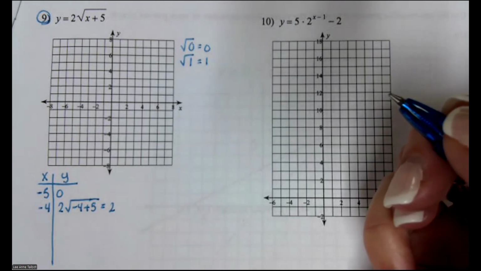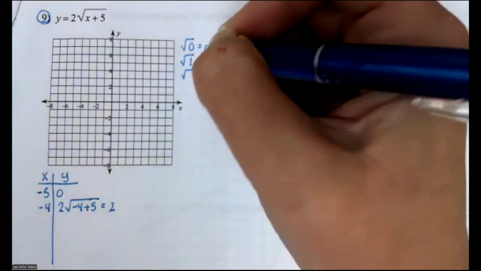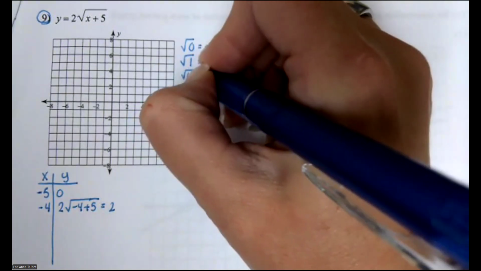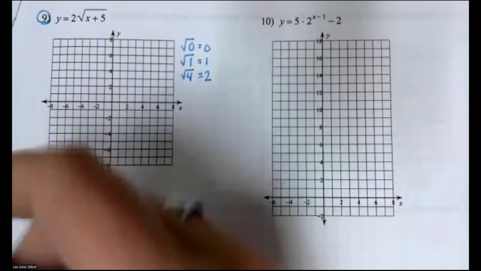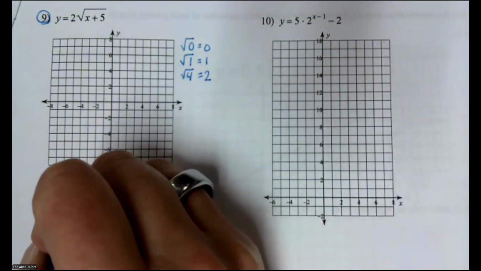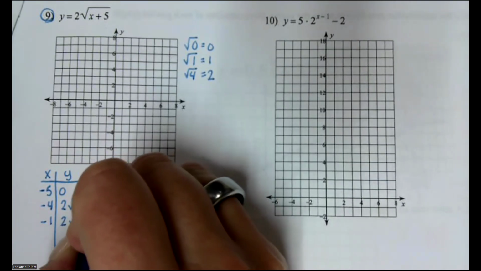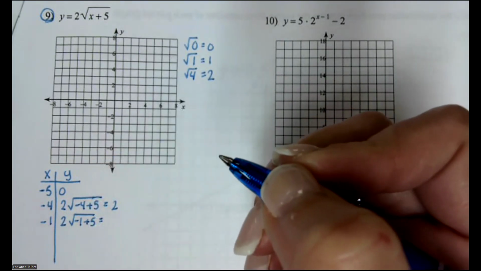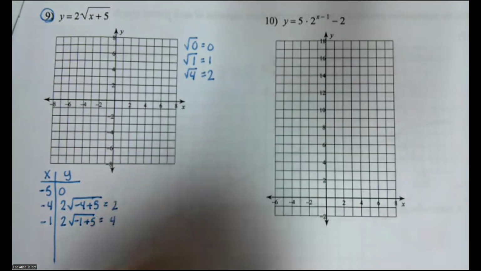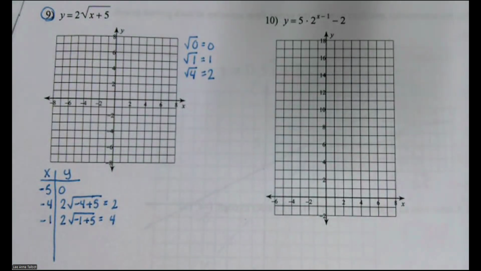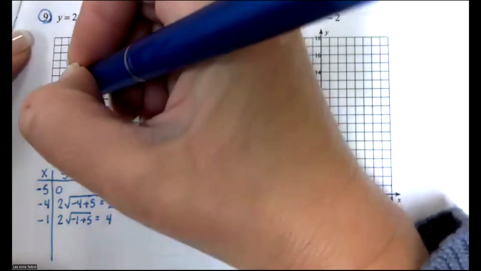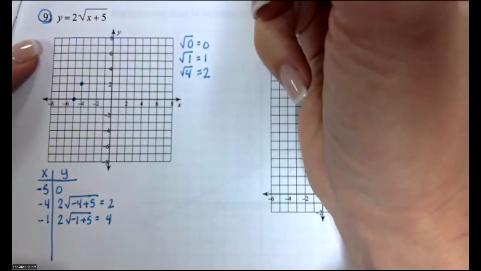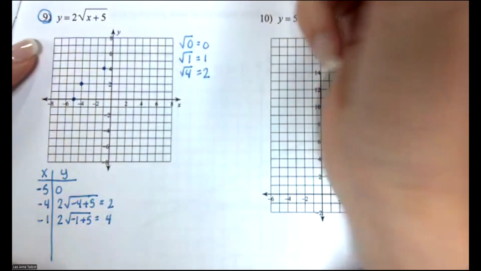You guys okay so far? Okay, what's the next nice square root? 4. What could I put under here to make this 4? -1. Okay, let's see if we can get the shape from this. -5, 0. -4, 2. -1, 4. Yeah, that's pretty good.